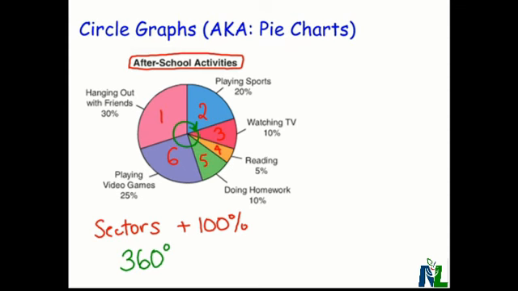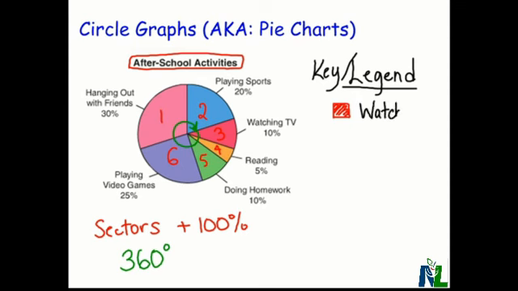The other thing that you need to know as well is that sometimes a circle graph will have a legend. And that's if you don't have enough room to label every sector. Over on the side you'll have a legend, and sometimes it's called a key. And it'll have probably a little square with a color in it, and it'll tell you what the red piece represents. So in this circle graph, the red is watching TV.